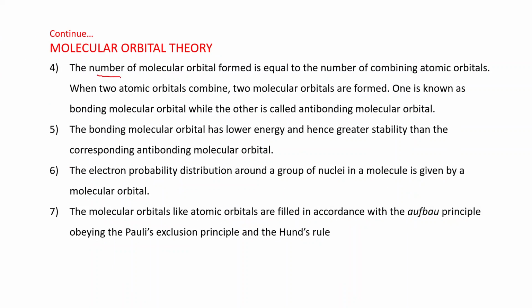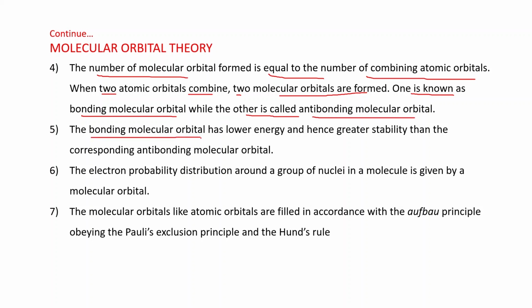The number of molecular orbitals formed is equal to the number of combining atomic orbitals. When two atomic orbitals combine, two molecular orbitals are formed. One is known as the bonding molecular orbital, while the other is called the antibonding molecular orbital. The bonding molecular orbital has lower energy and hence greater stability than the corresponding antibonding molecular orbital.